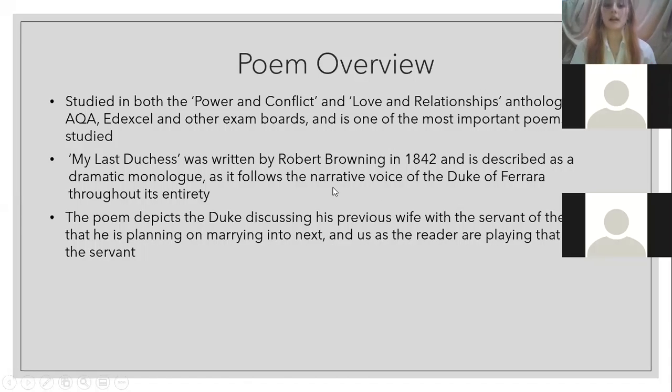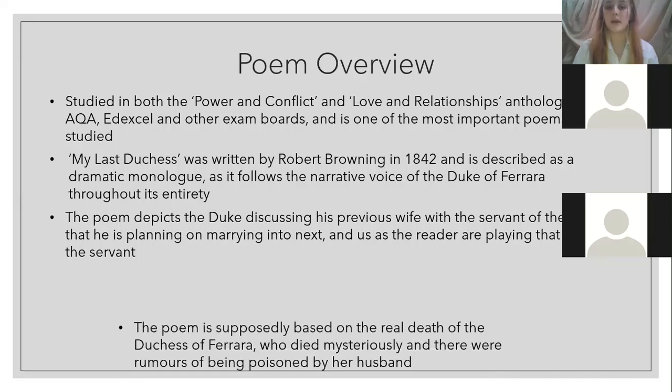But yeah, because it's My Last Duchess, it depicts the Duke discussing his previous wife, the last Duchess, and he's discussing it with the servant of a family that he's planning on marrying into, and that's the perspective that the reader has. So as the reader, we're a servant from another family, and in this family is another young girl that the Duke is now planning on making his next Duchess. So it's almost haunting that he's telling us about this past wife in such a powerful and controlling way to somebody that's going to be part of this new family that he's marrying into, which is why it's really important to discover this in the poem.